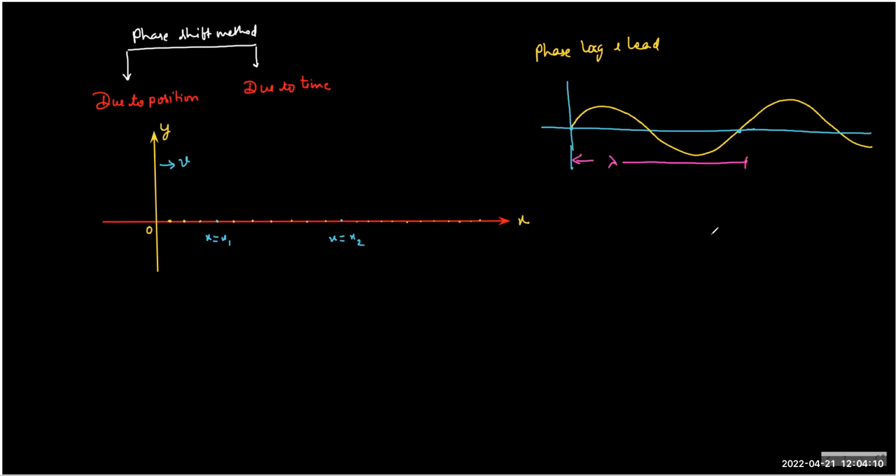So on a circular scale, these two particles are separated by an angle of 2 pi. If you start from a position and come back to the same position, you have to turn by 2 pi. So 2 pi is called the phase difference and lambda is called the path difference. And there is a one-to-one relation between the path difference and the phase difference.